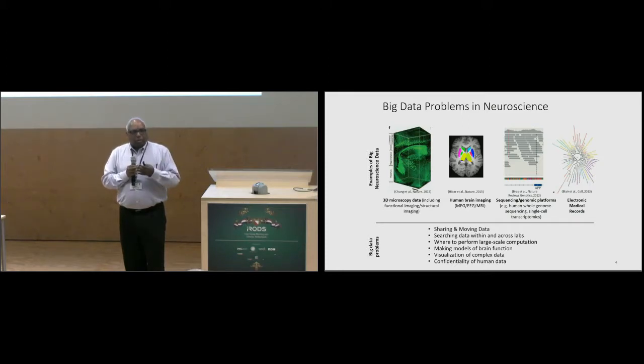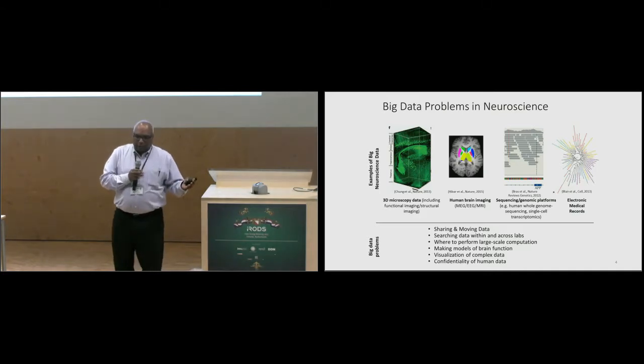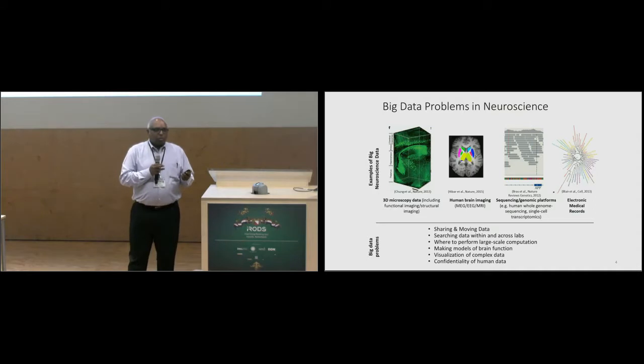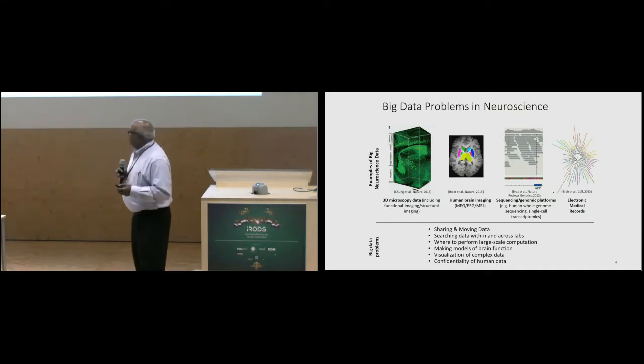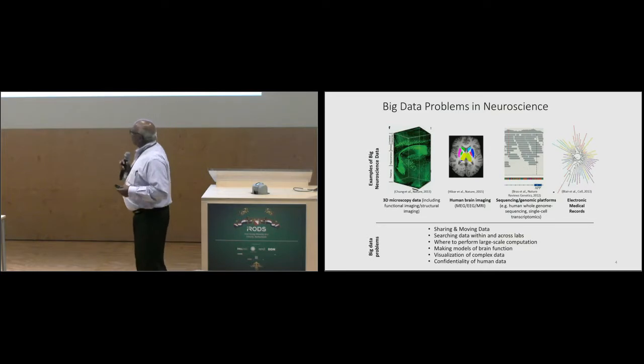A typical study that these folks undertake may involve 20 mice which have some sort of genetic knockout, and then 20 wild type mice, and they want to compare them. So all of a sudden, even a single study, you're looking at several hundred terabytes of image data. So that's an example of what you have on the left-hand side, the Chung Nature 2013 article.